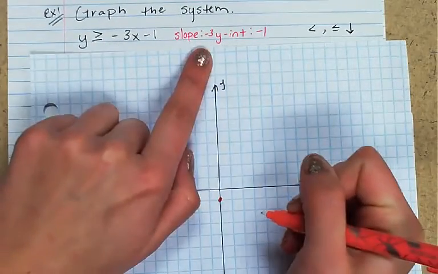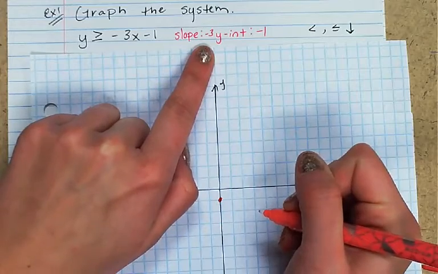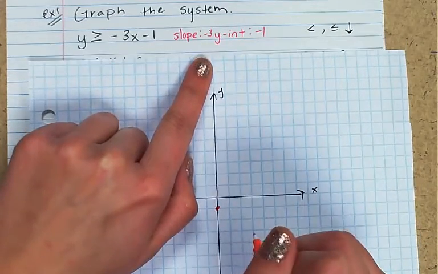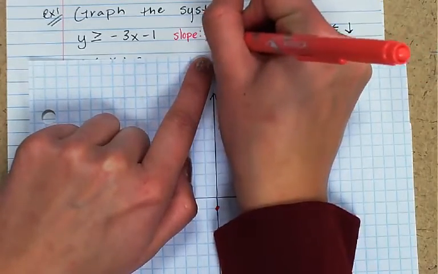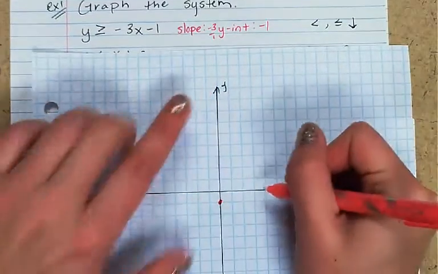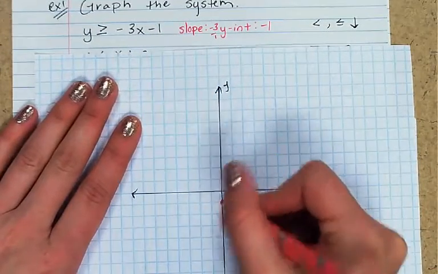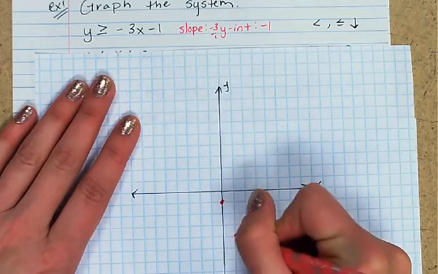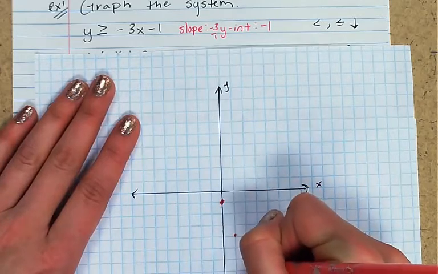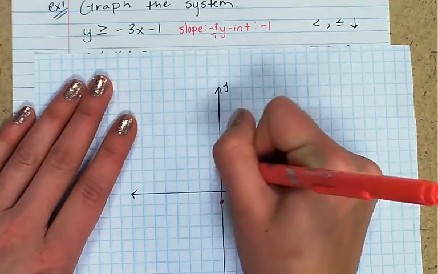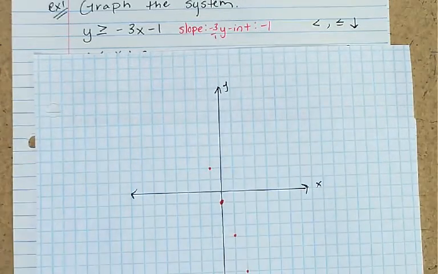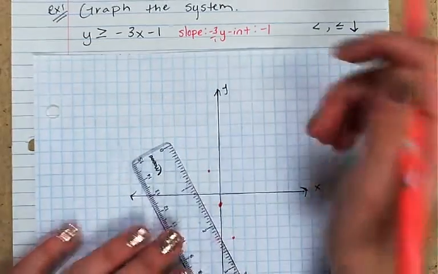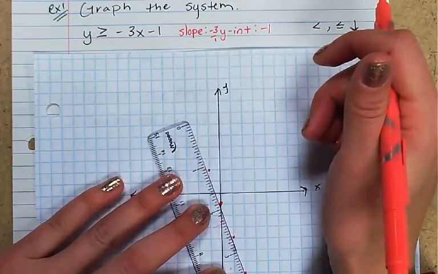And from there, you use the slope. So remember, it's rise over run. If you have a whole number, you just put a 1 underneath it. So from here, this means I'm going to go down 3 since it's negative, and to the right 1. Down 3, right 1. Then we're going to connect our dots. But before we do that, let's check.